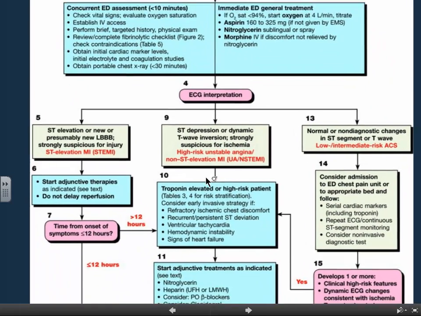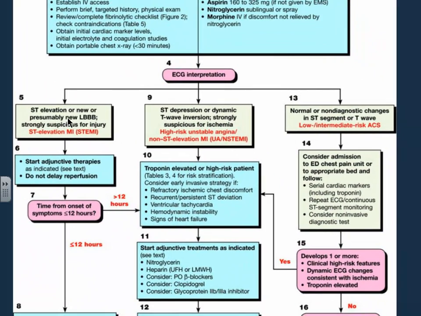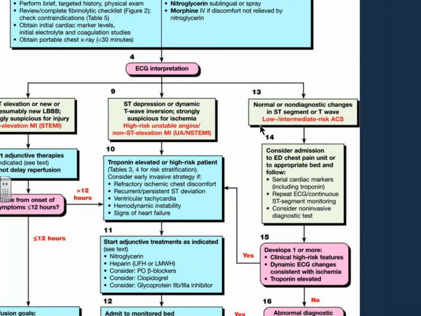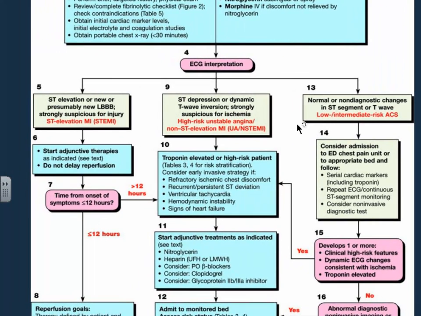Our ECG interpretation. ST elevation or new or presumably new left bundle branch block. ST depression or dynamic T-wave inversion. Normal and non-diagnostic changes in ST segment or T-wave. Which way are we going? Yes, we're going with the STEMI. Start adjunctive therapies, as indicated.